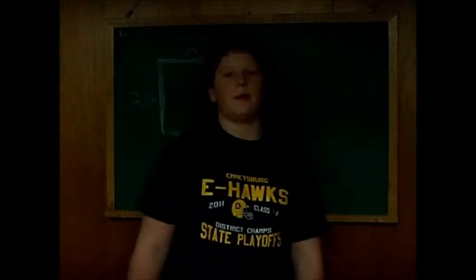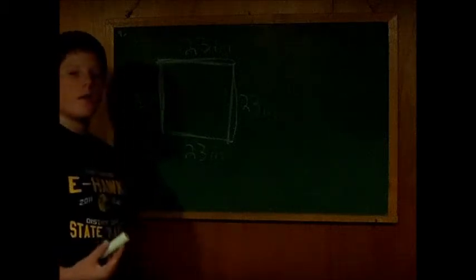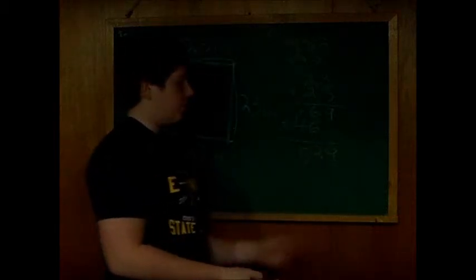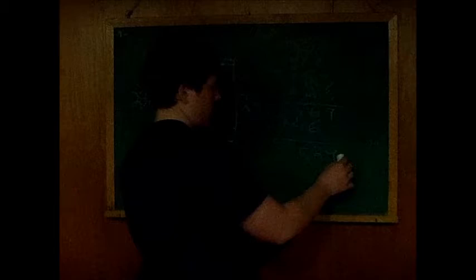Let's see if you got it right. In the first example, the square was 23 inches. So to find the area, it would be 23 squared, or 23 times 23. So our answer would be 529 inches squared.